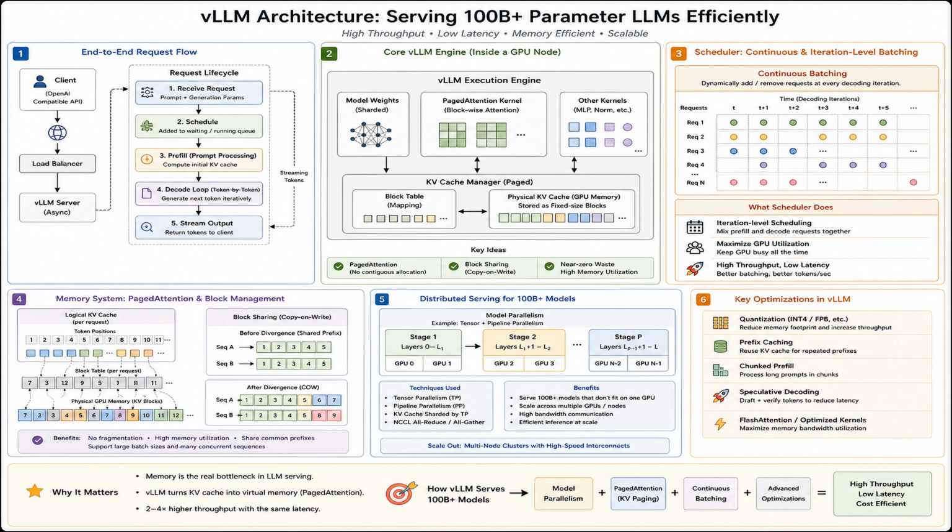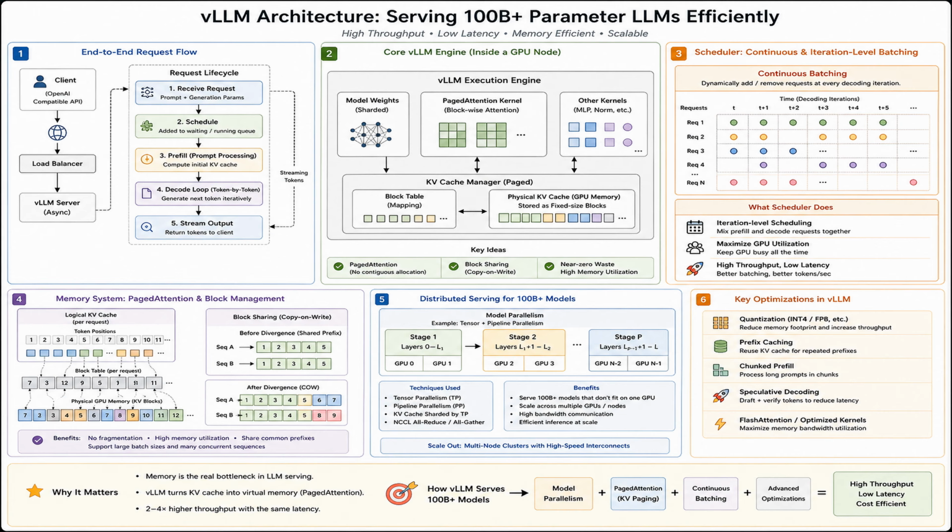After that, we enter the decode loop where tokens are generated one at a time. Finally, tokens are streamed back to the client in real time. This pipeline is designed for asynchronous execution, enabling high concurrency.